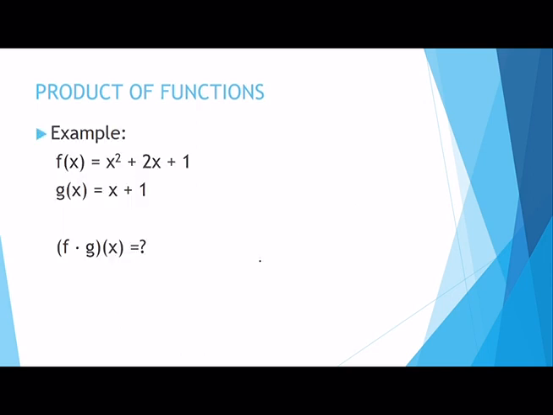So the example is, f of x equal to x squared plus 2x plus 1, and g of x equal to x plus 1. So how do we do multiplication in here, or the product? Now, in the multiplication part, there are many ways for you to do that. So first, let's try this first method. I'll be touching all the possible methods therein. Anyways, you can choose which you are comfortable with and go with that.